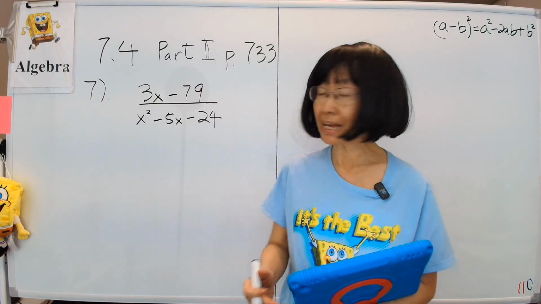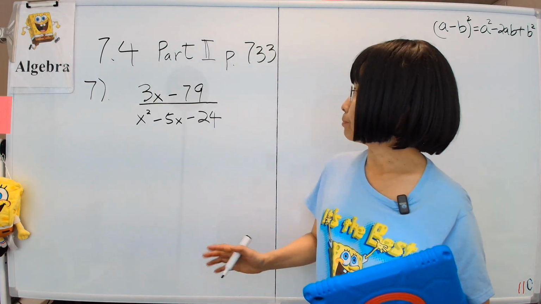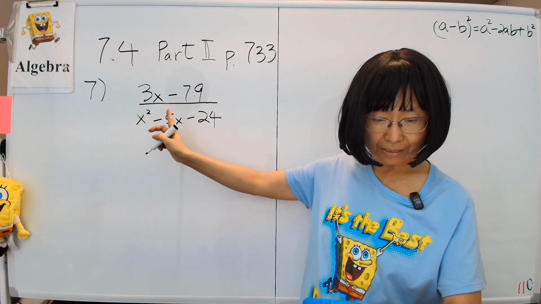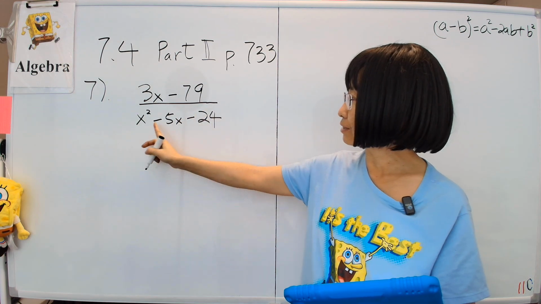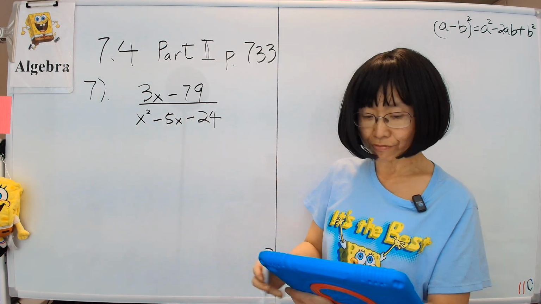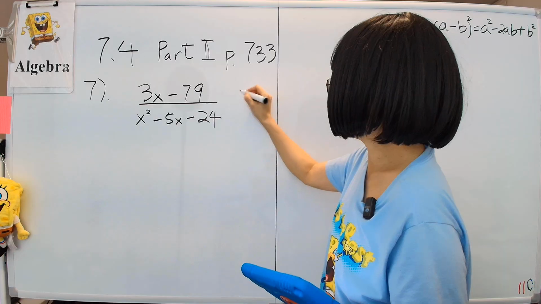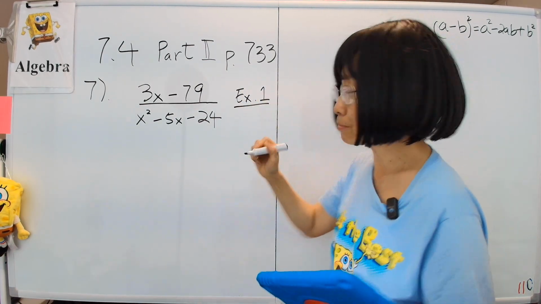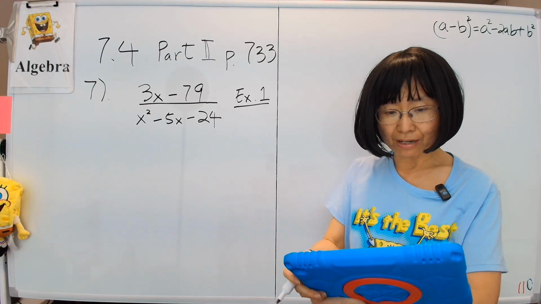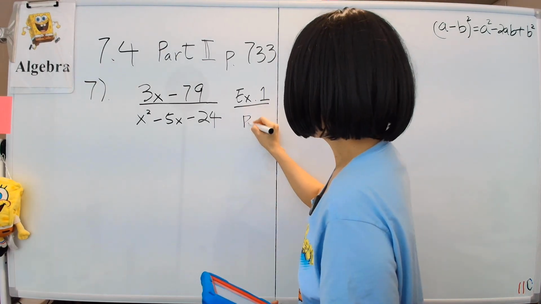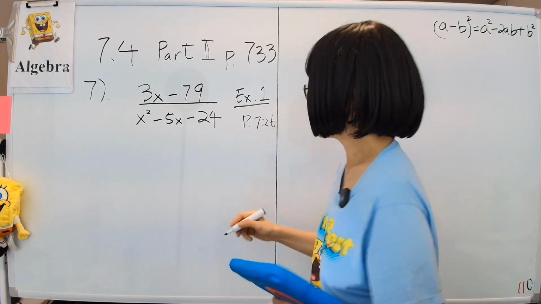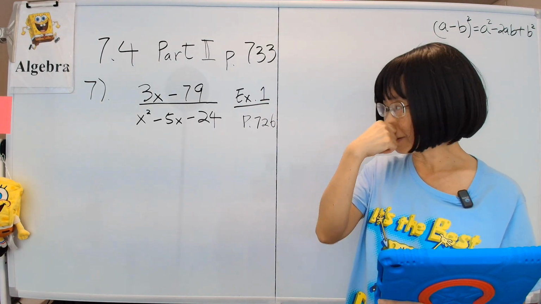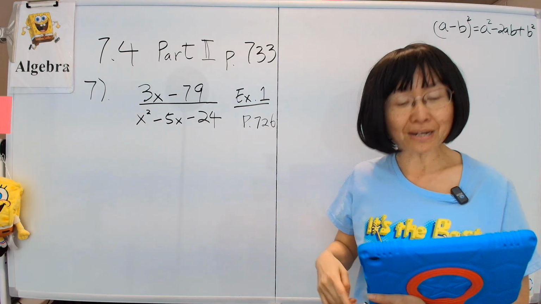So first, let's look at problem 7. On page 733, problem 7 is (3x minus 79) over (x squared minus 5x minus 24). For this, please refer to example 1. We're going to follow example 1, which is on page 726, as the model for solving this. It's very important in this section that we copy the examples exactly, and that way we do as little work as we can possibly get away with.